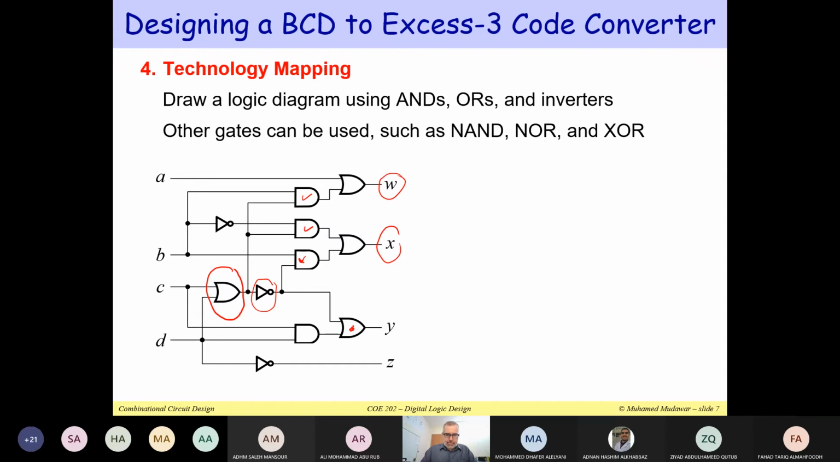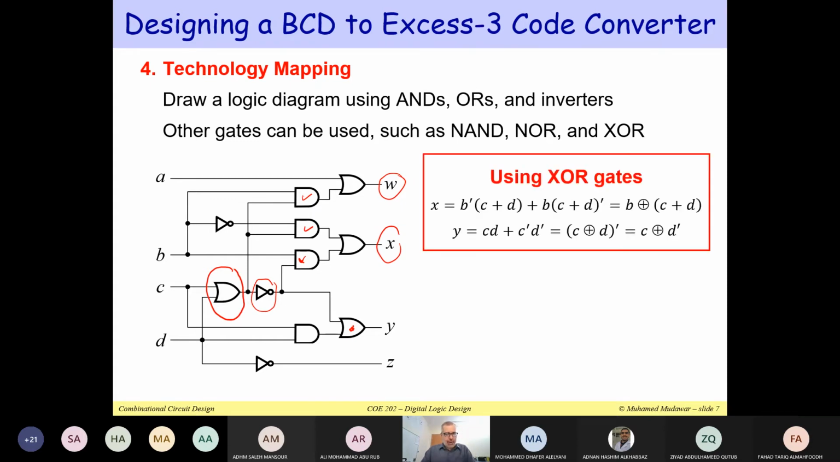In fact, we can also use other gates, for example NAND gates, NOR gates, and XOR gates. If you look at the equations from the previous slide, which I'm just copying, B prime, C or D, or B and C or D prime, that's actually XOR. It's B XOR C or D.